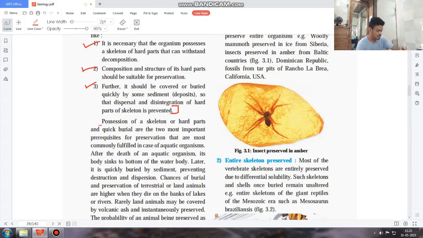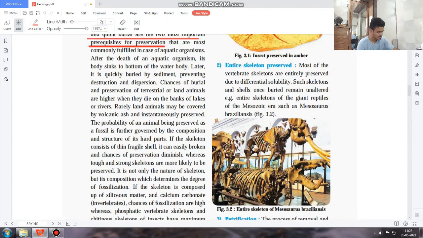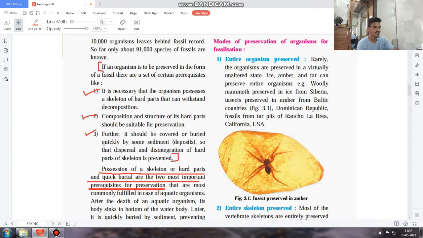Next, a small thing to be remembered over here. Possession of skeleton or hard parts and quick burial are the 2 most important prerequisites of preservation. Okay, these are the 2 parts: possession of skeleton or hard parts, and quick burial. You can read this on your own, nothing much which is important.